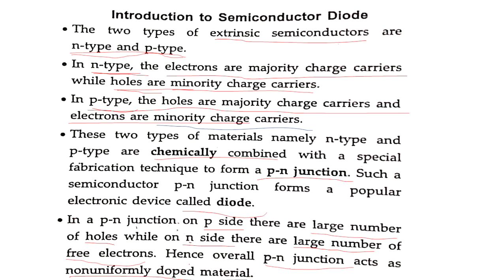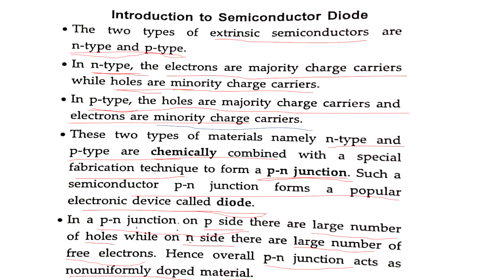Here, when we combine these two types of semiconductors chemically, that is when the N-type semiconductor is chemically combined with the P-type semiconductor with a special fabrication technique, we can form the junction which is called the P-N junction. Such a semiconductor P-N junction forms a popular electronic device which is called the diode. It is a two-terminal device. We have positive and negative terminals, or anode and cathode, depending upon the P-type and N-type terminal.